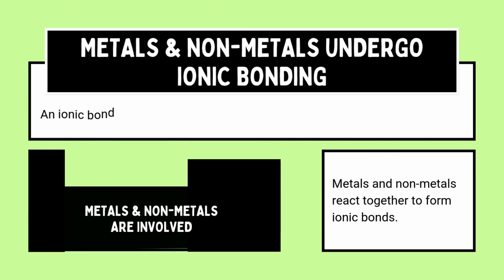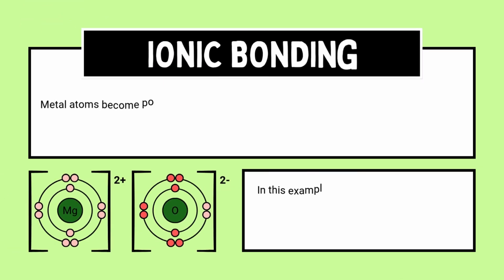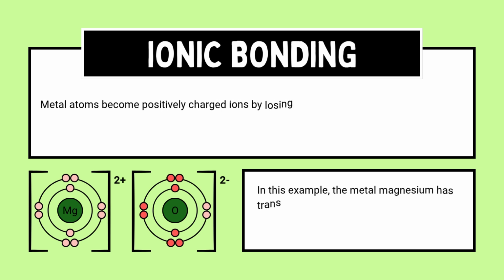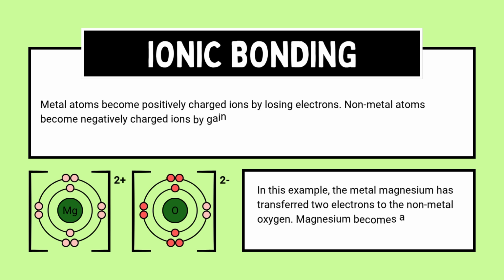Metals and non-metals undergo ionic bonding. An ionic bond is the strong attraction between oppositely charged ions. Metals and non-metals react together to form ionic bonds. Ionic bonding. Metal atoms become positively charged ions by losing electrons. Non-metal atoms become negatively charged ions by gaining electrons.